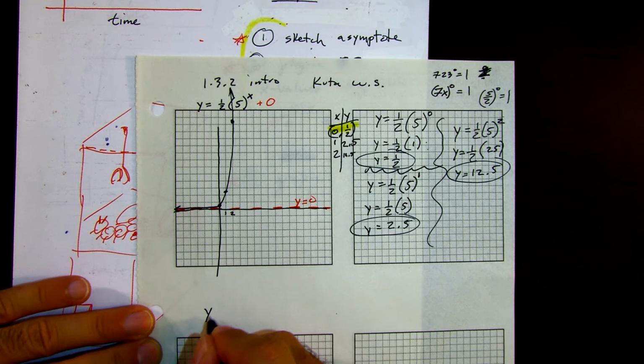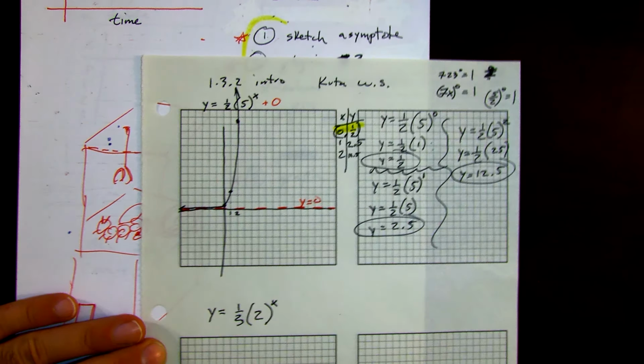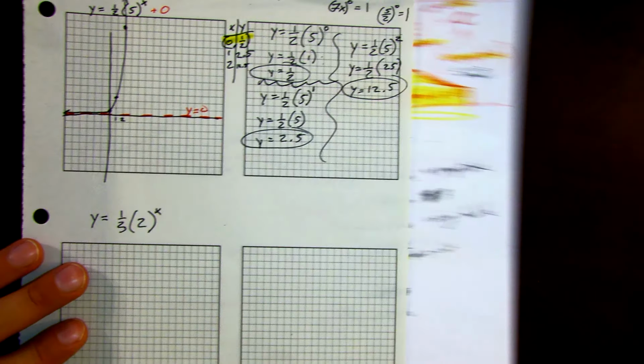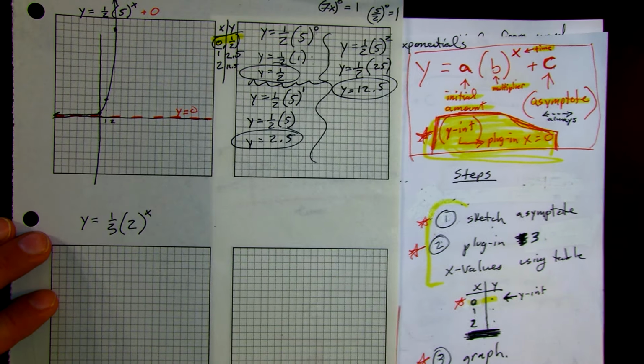So the next problem we had was this. Y is equal to 1/3 times 2 to the x. So again, these problems so far haven't had any of our asymptotes in there. Let's see, that'll work. We'll put everything like that. That looks good.